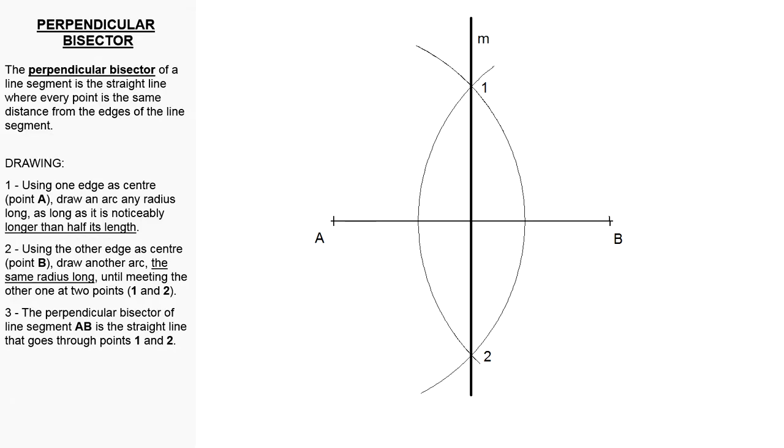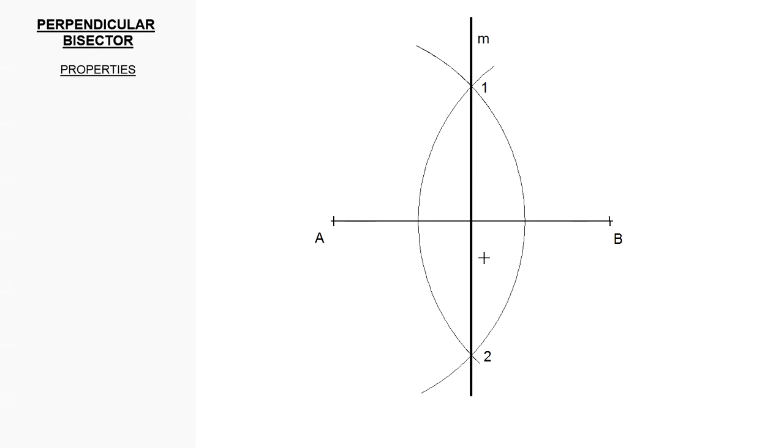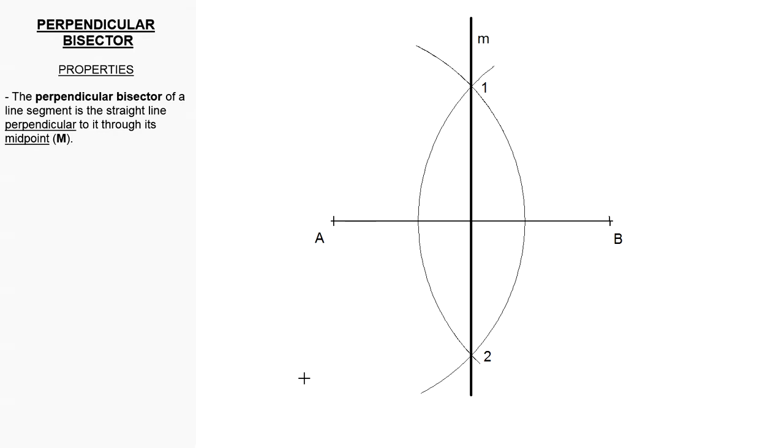Let's check in this exercise the properties of the perpendicular bisector of a line segment. First of all is that the perpendicular bisector is perpendicular to the line segment through its midpoint. This is its middle point. It's obvious because if every point on this straight line is at the same distance to both edges of the line segment, this one that is on the line segment and on the straight line at the same time, it will be the midpoint of the line segment.